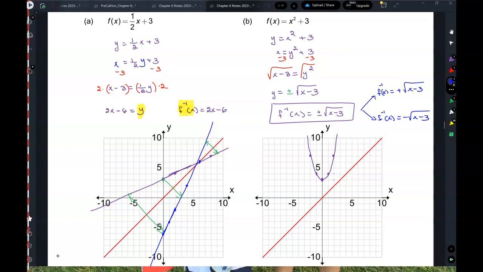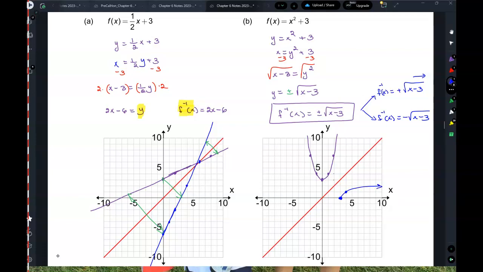Let's graph this first one. If it's root x minus 3, it's moved to the right 3 units, 1, 2, 3. And now if I plug in a 4, this is going to be square root of 1, which is 1. So that looks like this.